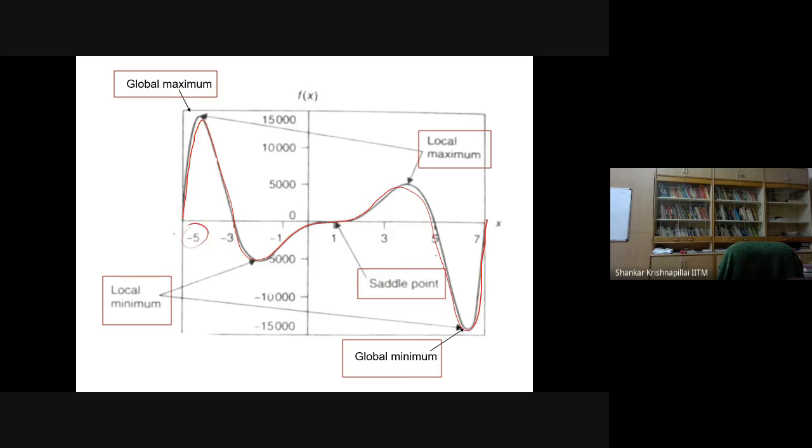Within the range of -5 to 7, x is on the x-axis, and f of x is on the y-axis. If you look at this plot, you can see several complicated things. There is a global minimum and global maximum and a local maximum. There is a global minimum and a local minimum. And there's something called a saddle point.